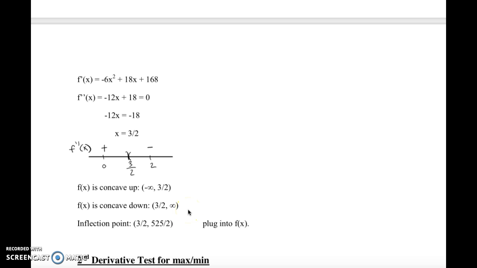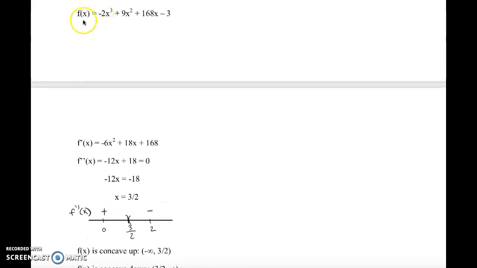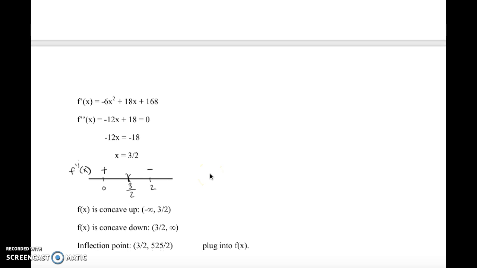And in order to get our inflection point, we have to plug our 3 over 2 into our original function, negative 2x cubed plus 9x squared plus 168x minus 3. When we plug that in, we get a fraction of 525 divided by 2. Please leave it as an exact fraction if possible. If you have an inflection point as a fraction, leave your y value as a simplified fraction also. Your calculator will do that for you.